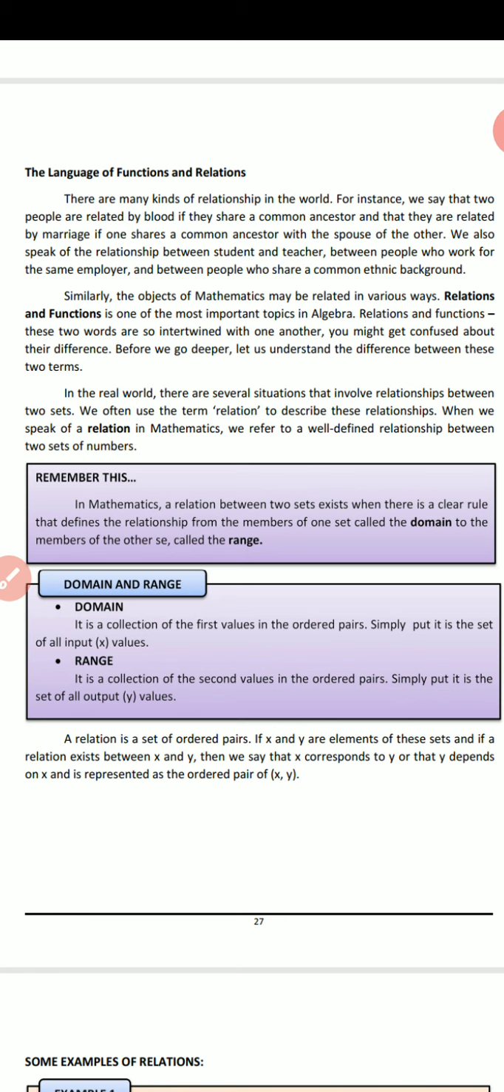So we have relations and functions. This is one of the most important topics in algebra. Relations and functions, these two words are so intertwined. Kasi intertwined, parang napagpapalit-palit natin. You might get confused about their difference. So before we go deeper, let us understand the difference between these two terms.